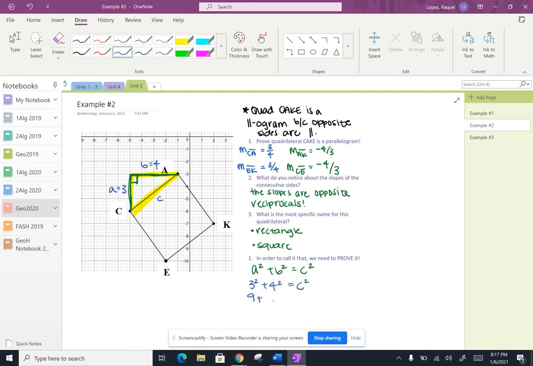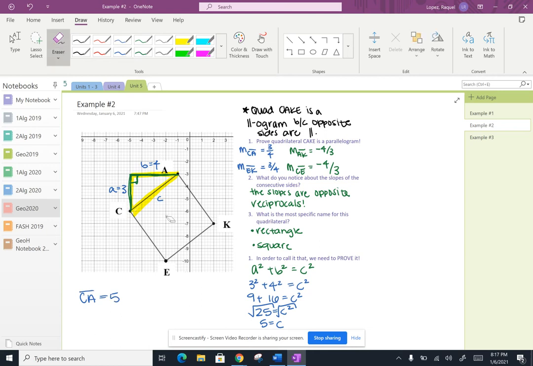3 squared is 9. 4 squared is 16. Now I can add those two numbers together. So I get 25 equals c squared. I'm going to take the square root of both sides, and I end up with 5. So that means that CA, the length of CA, is 5 units long.